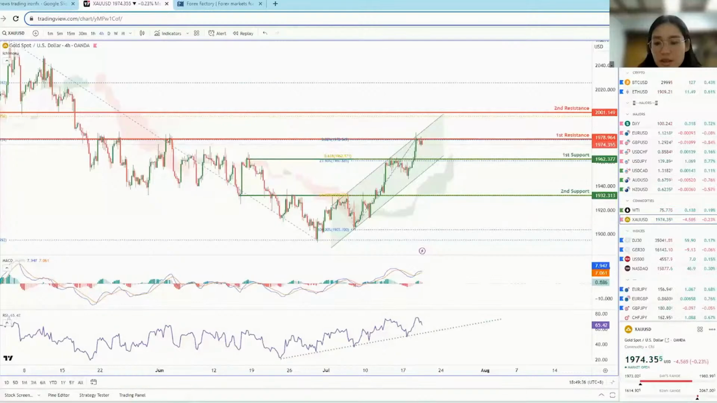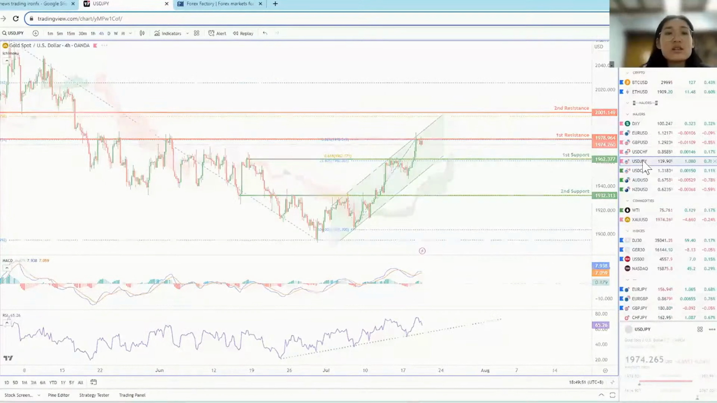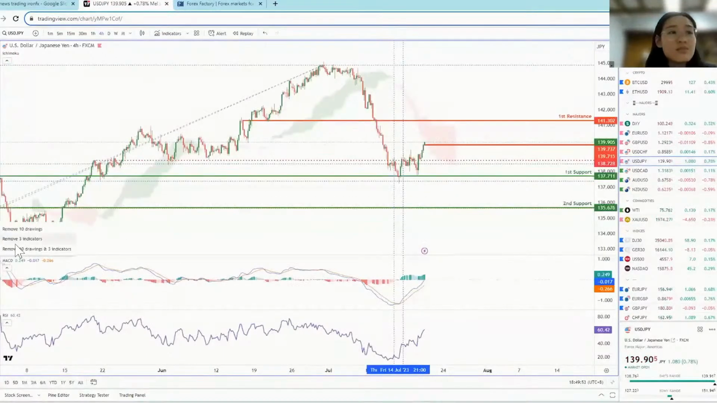Okay, no worries. Okay, if there are no requests, maybe we'll just take a look at one of the major currency pairs before we end the webinar. Okay, so we've done pound dollar. Maybe take a look at dollar yen.